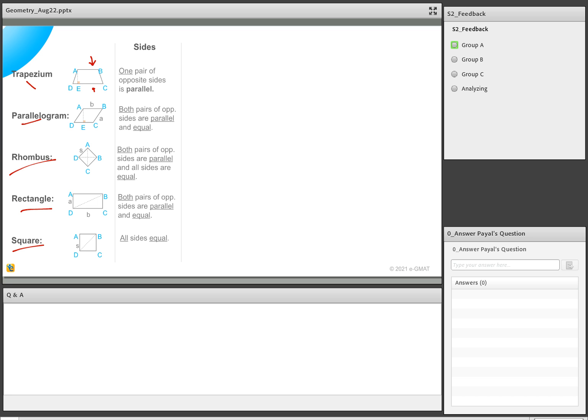For rhombus, both pairs of opposite sides again are parallel to each other, but all the 4 sides that you can see, AB, BC, CD, and DA, all 4 of them are equal. For a rectangle, something that we have been doing since our childhood, both pairs of opposite sides are parallel, and again, both opposite sides are equal in length. For a square, all sides are equal, right? The easiest quadrilateral, in my opinion.